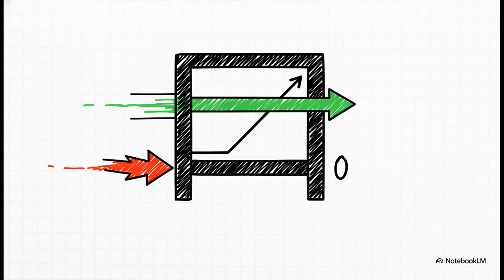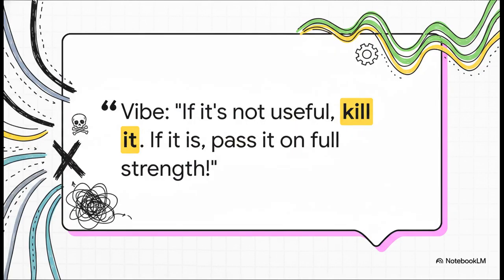And finally, we get to ReLU. That stands for Rectified Linear Unit, but everyone just calls it ReLU. This one is the undisputed king of modern deep learning, and its rule is, honestly, almost shockingly simple. ReLU's whole philosophy is this: if an input signal is negative, it's probably not useful, so the output is just 0. It kills the signal, dead.